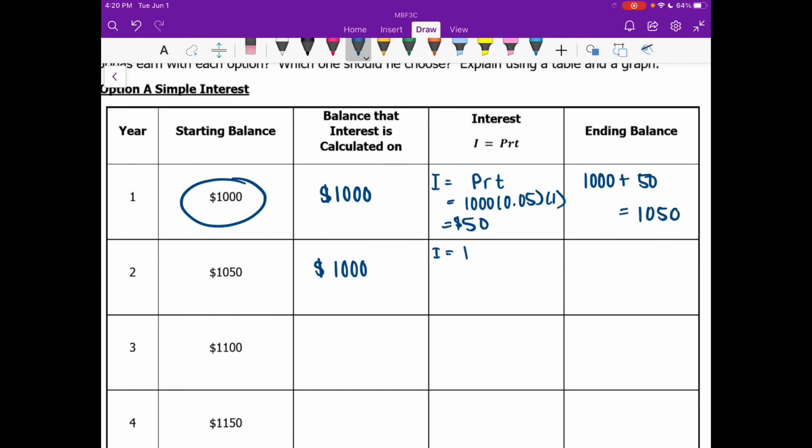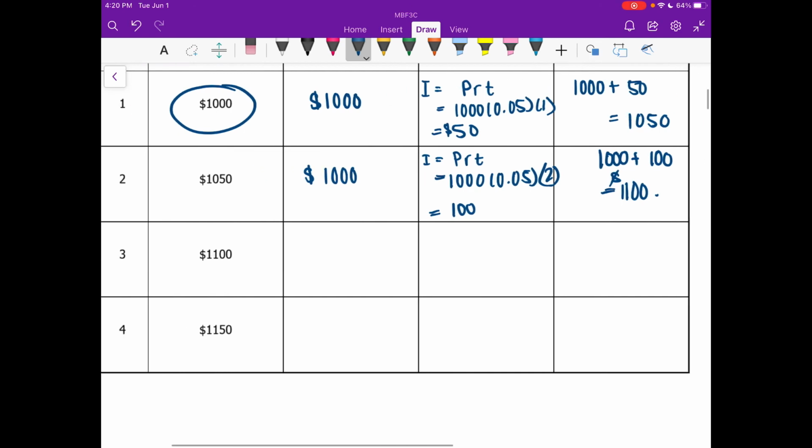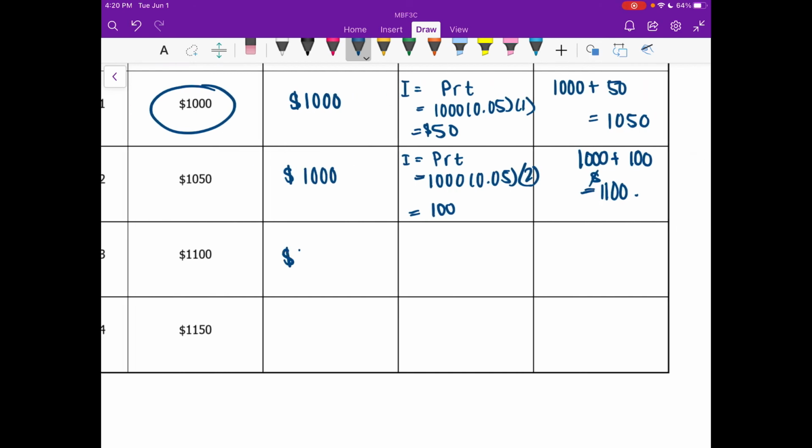So let's go put that in, PRT. Again, it's 1,000 times 0.05, and it's still only 1 year, right? You're still only adding one extra year, so it's $50. So now you can do, or even honestly, you could have done this. Said 2, it's 100 now, right? And you're just going to add to your principal, which is 1,000 plus 100, which is going to give us $1,100. So your balance at 3 years is $1,100.